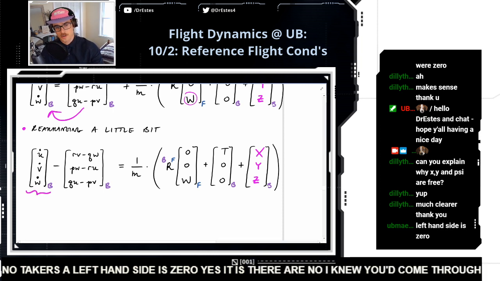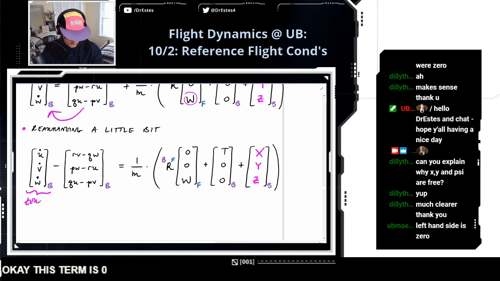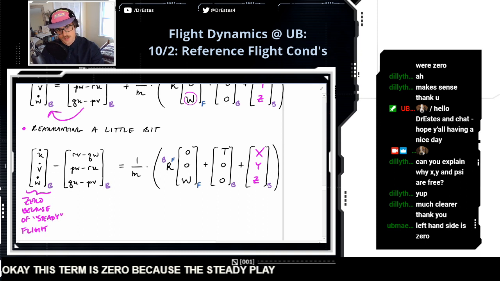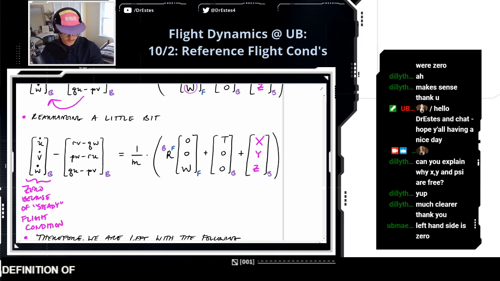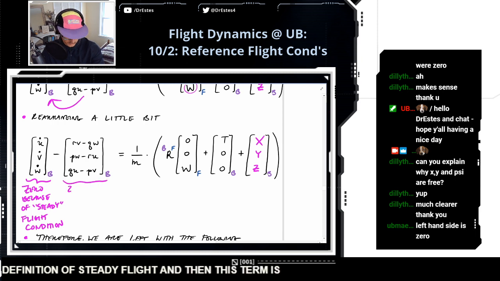Okay, this term is zero because of the steady flight condition. So that's just the definition of steady flight. And then this term is zero for a different reason.